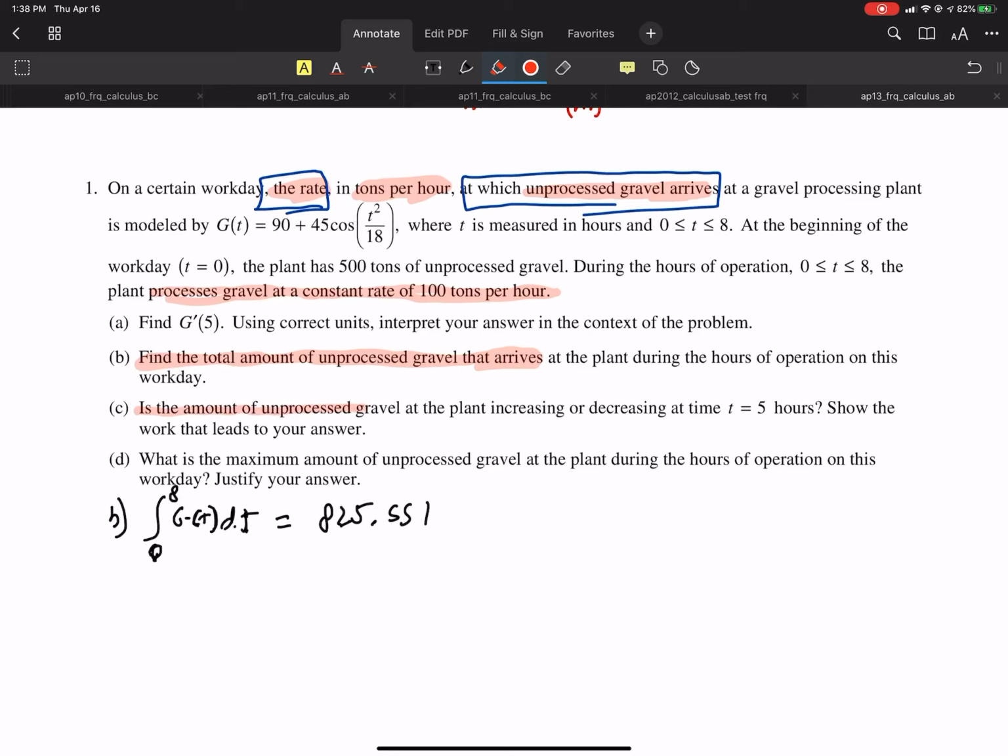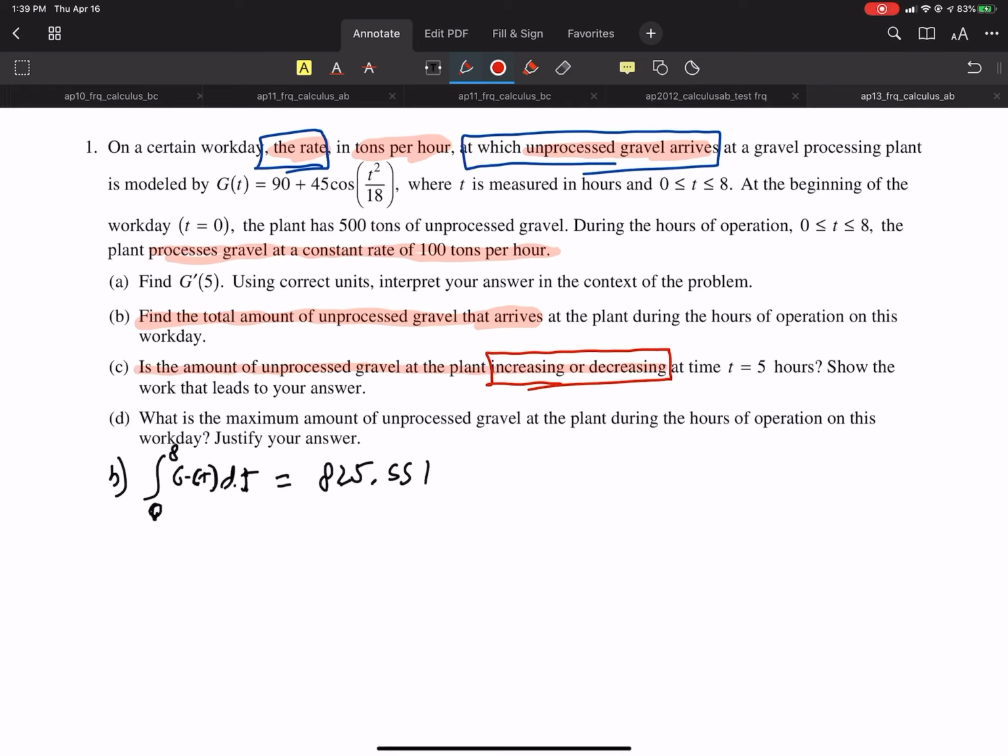Is the amount of unprocessed gravel at the plant increasing or decreasing. So the key word here is increasing, decreasing. And when you hear that, you should think derivative positive or derivative negative. So we need to find out the derivative at that time. So part A, that was only the rate of arrival. That's completely different, actually. Sorry about that. Part C. So we need to know if the derivative is positive or negative.